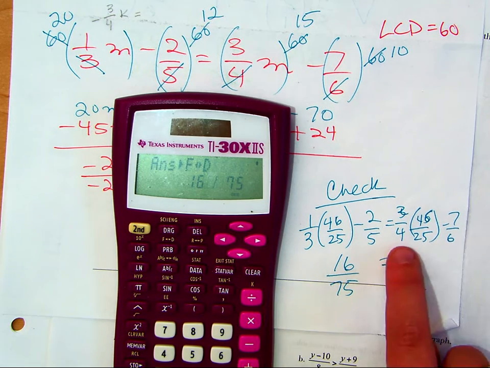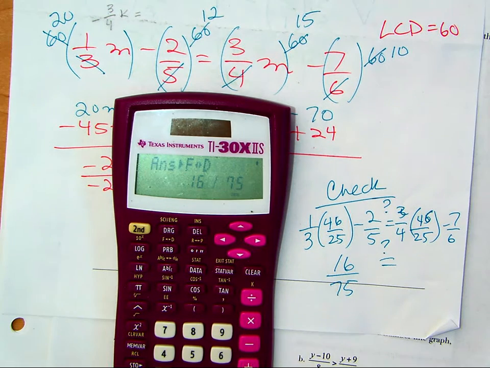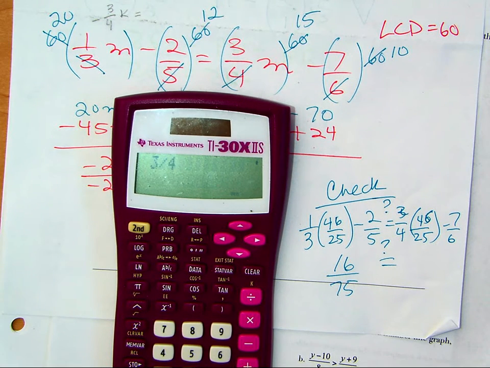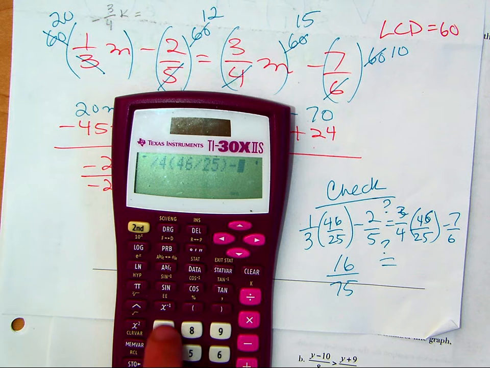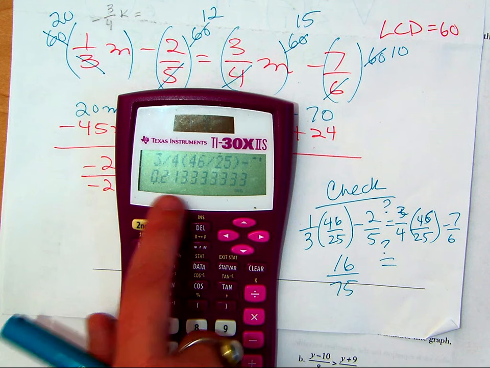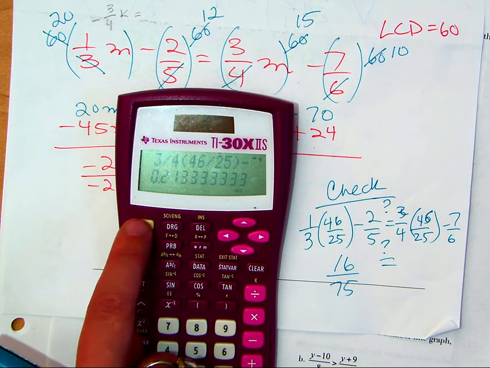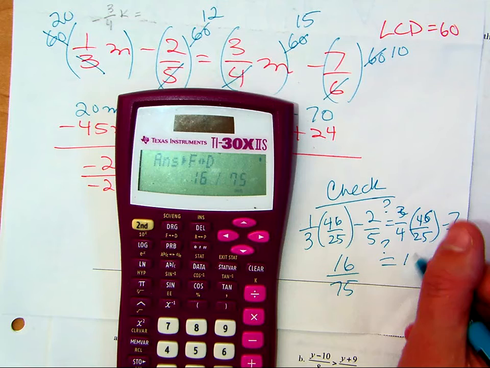Okay, I want to see if the other side gives me the same thing. I don't know if it's right, so I'm going to put a question mark. 3 divided by 4 is 3/4. Times the whole fraction, 46 divided by 25, that's 46 25ths. Minus 7 divided by 6. And lo and behold, that's the same decimal. If I want to change that decimal into a fraction, what do I do? F to D. And I got 16/75.